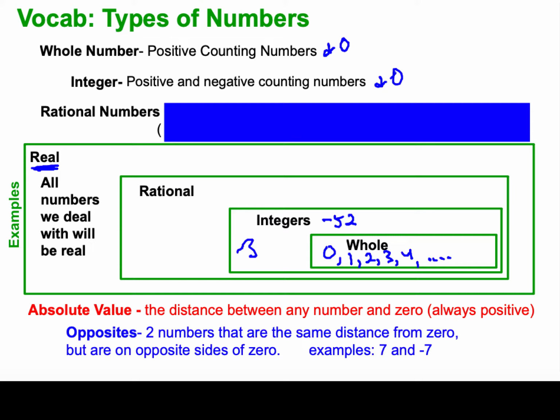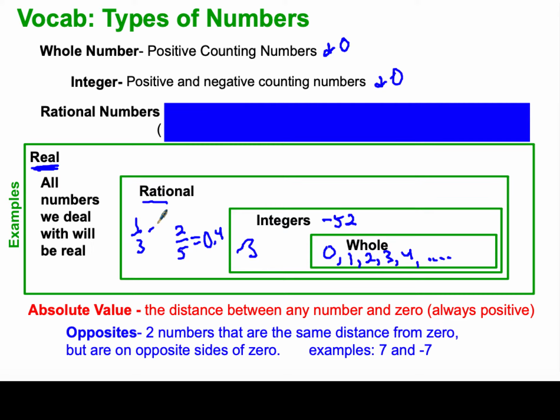The rational numbers get a little bit trickier. The rational numbers, basically think ratio, means we can start talking about fractions. Any number that can be written as a fraction is a rational number. So things like 1/3 or 2/5, because we could write that as a fraction, even decimals, because 2/5 and 0.4 are the same thing, would be considered rational numbers.